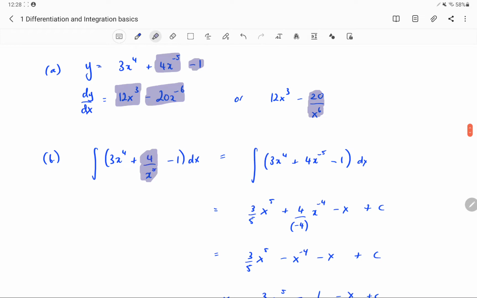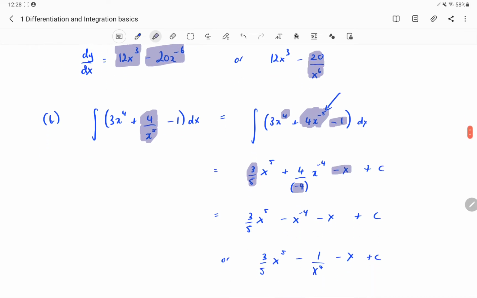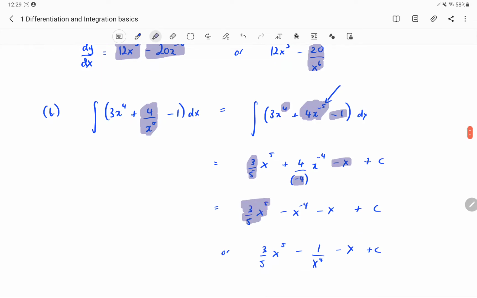Our integration, rewrite 4 over x to the power 5 like this. So adding 1 to the index here and dividing by that new index gives 3/5. Adding 1 to the index here gives minus 4, and we're going to divide by that minus 4. And then our minus 1 becomes a minus 1x. So we have 3 over 5 x to the power of 5. And then 4 over minus 4 is minus 1.